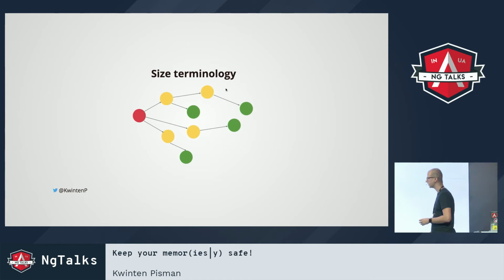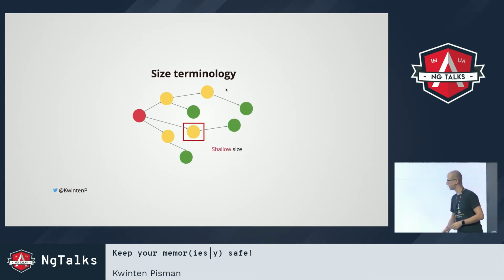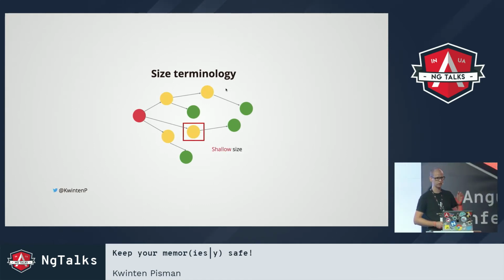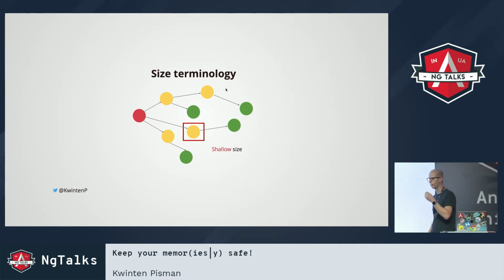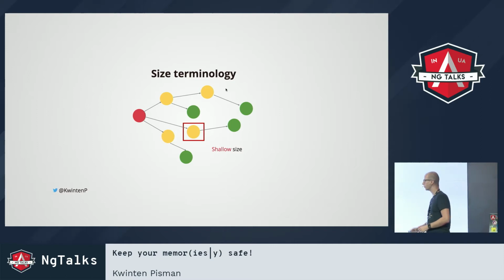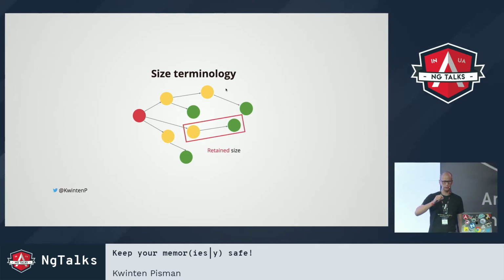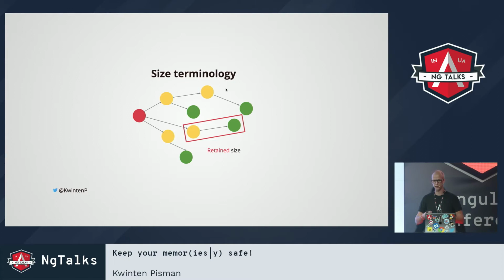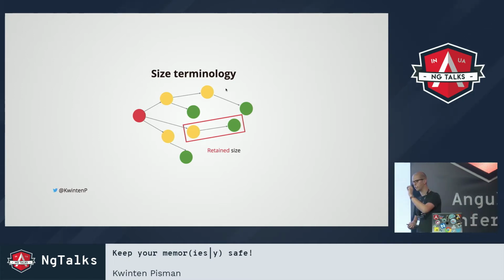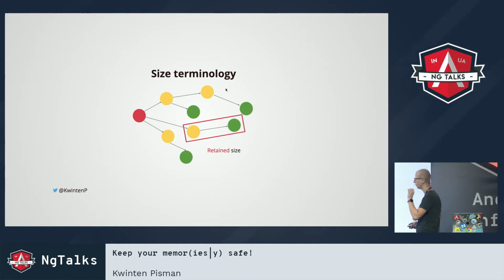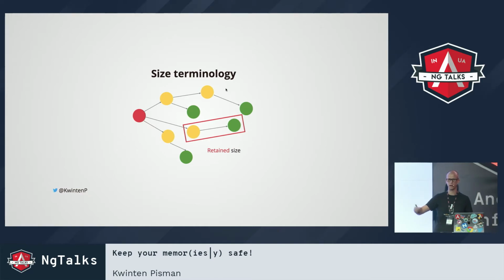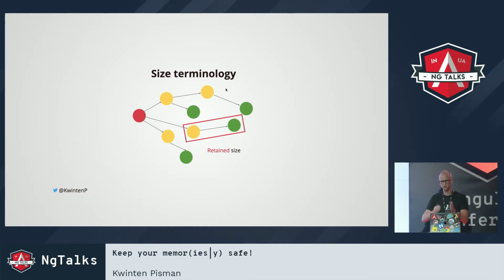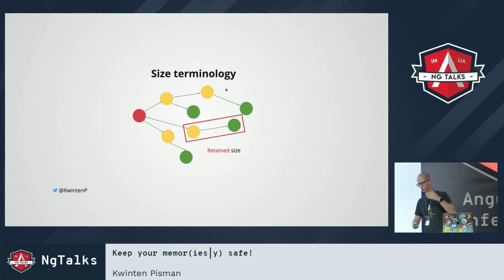A little bit of size terminology. We have, for example, the yellow node. The yellow node has something called a shallow size, and this is the amount of memory that this node keeps itself in memory. And we also have the retained size, and the yellow node has a retained size that is the sum of the yellow and the green node. So whenever the yellow node would be garbage and removed, the green one would be removed as well. The yellow node is keeping the green in memory, so it has a retained size of itself plus all its descendants.